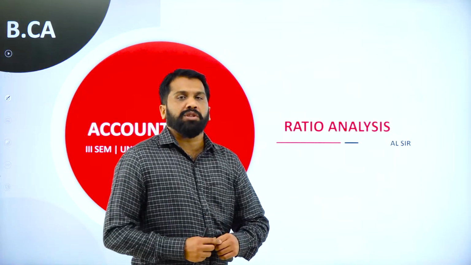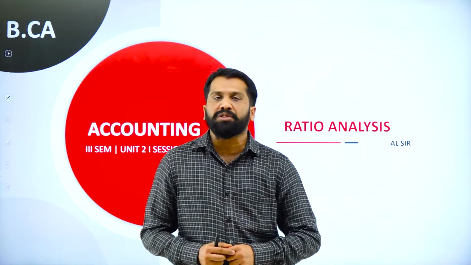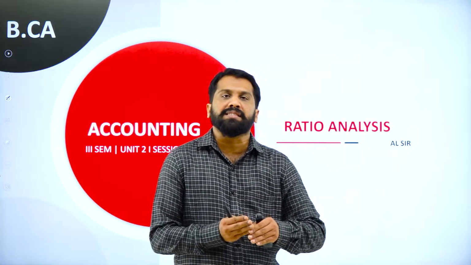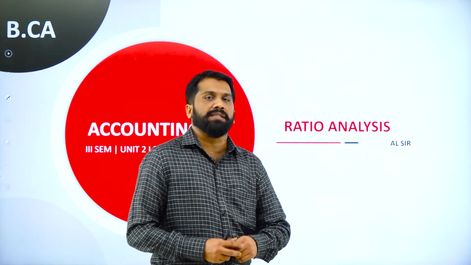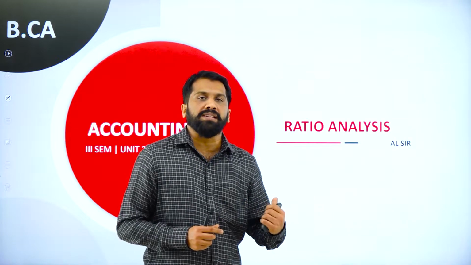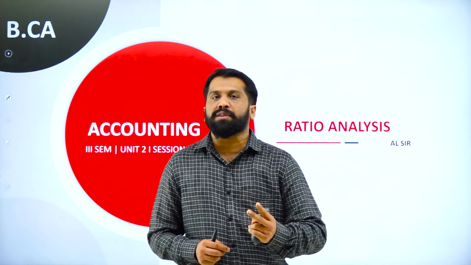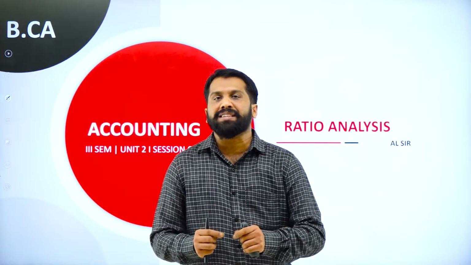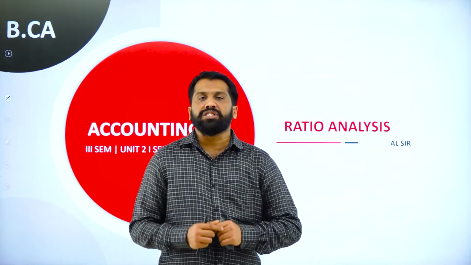But in today's session, we are doing problems on the first type of ratio, that is called liquidity ratio. We consider it only for a short-term basis. Anything we do on a short-term basis, we go for liquidity ratio. Under liquidity ratio, we have two types of ratio, mainly the current ratio as well as the quick ratio. The quick ratio is also called the acid ratio.